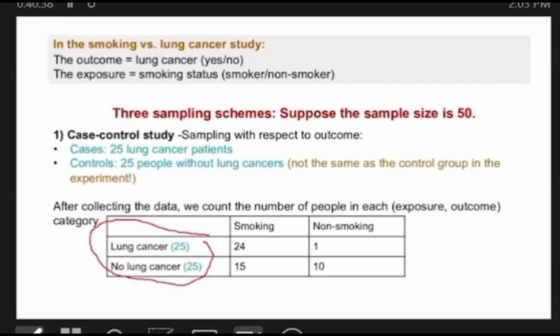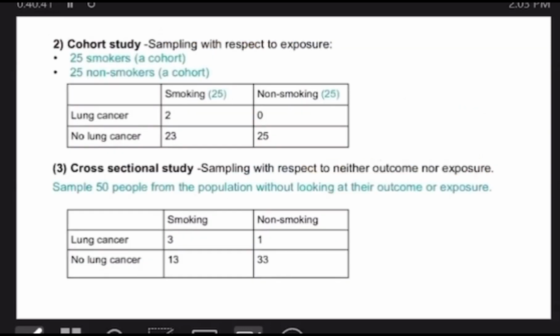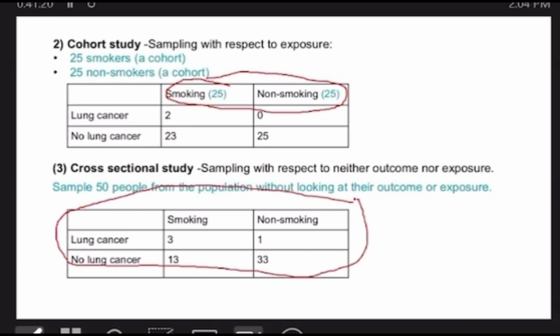Now, in the cohort study, please take a look at this. We're focusing on the exposure. Right now, 25 people are already smoking and 25 are not. And what are we waiting for? We are waiting to see whether the outcome of interest is going to happen. But for the cross-sectional study, like I said, the way we sample people, we don't take into consideration the outcome and the exposure. So take a look at that.